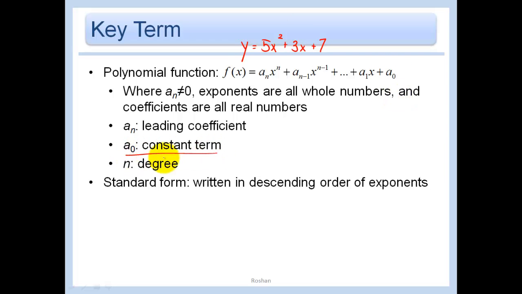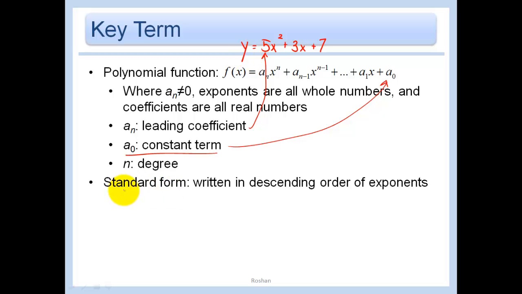This is our constant term there. And our leading coefficient in this case would just be the 5. And our degree in this case would just be a 2, a second degree. It's important that when we write this, we put the highest degree first. So here the squared is the highest degree we have, and the degree of our polynomial function is whatever the degree of our highest power is.